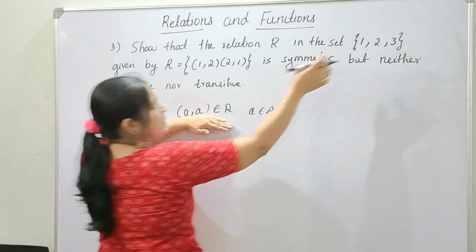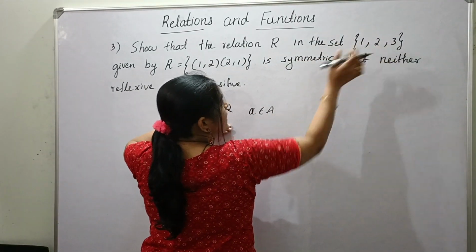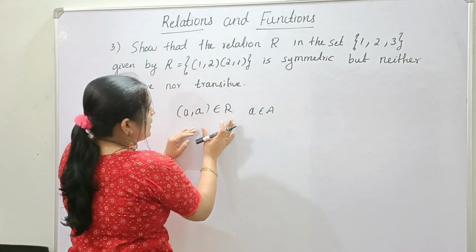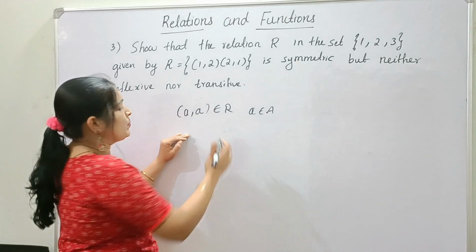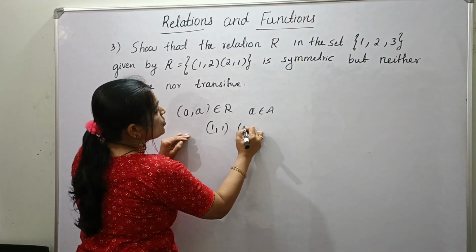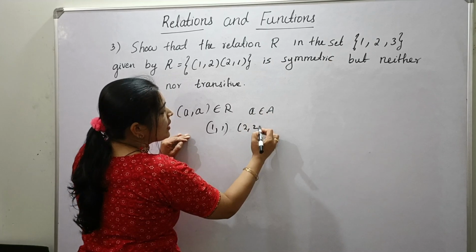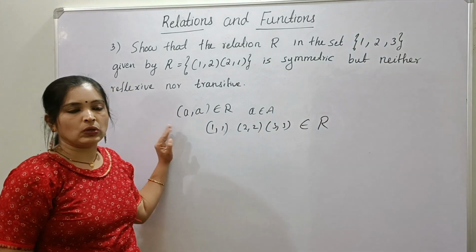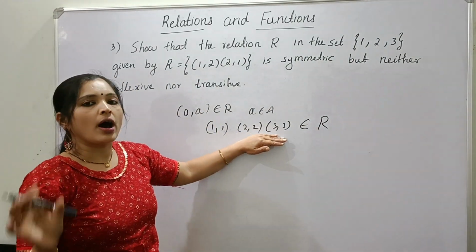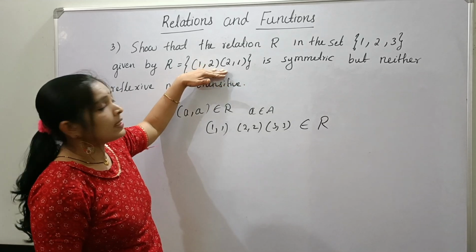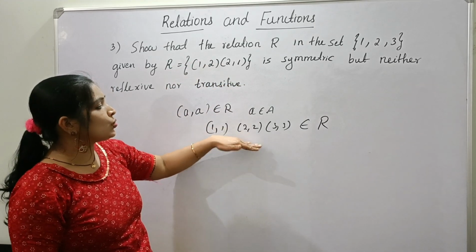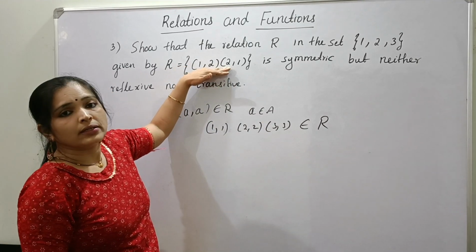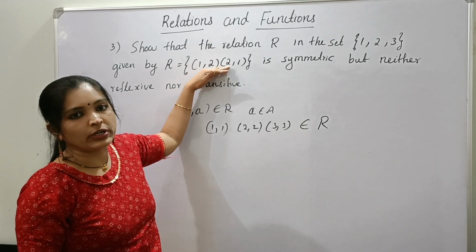Here the set A is nothing but the set {1, 2, 3} and the relation is (1, 2), (2, 1). And here, if we say reflexive, it means (1, 1), (2, 2), (3, 3) should belong to R, should be elements of R. But here, no (1, 1) belongs to R, no (2, 2), no (3, 3). Right? Therefore, we can say this relation is not a reflexive relation.